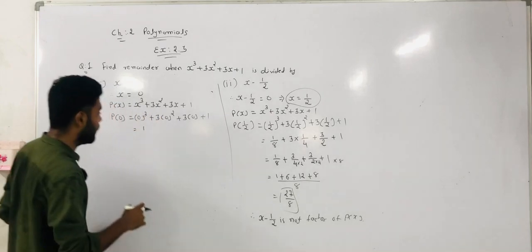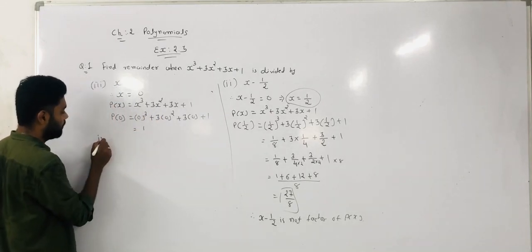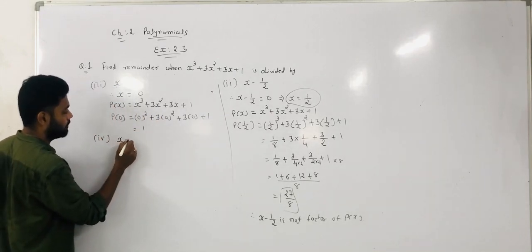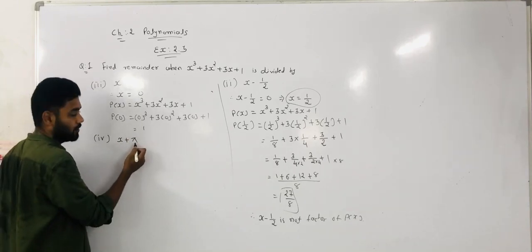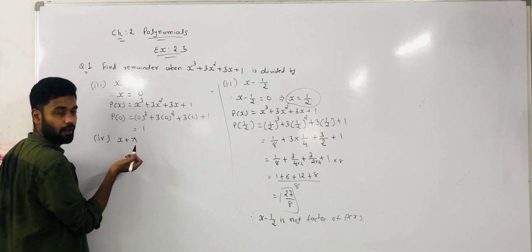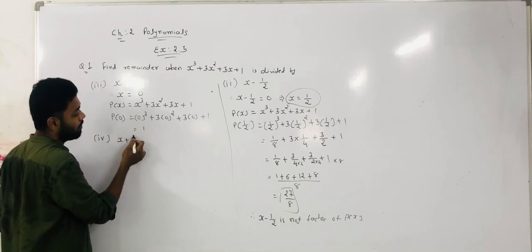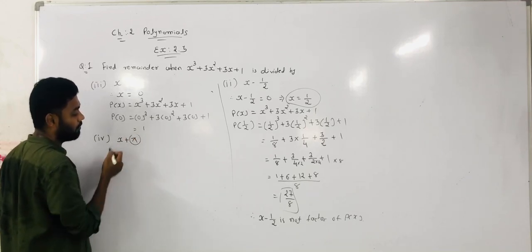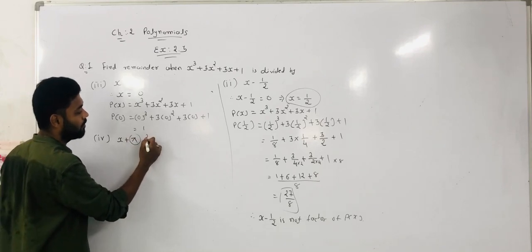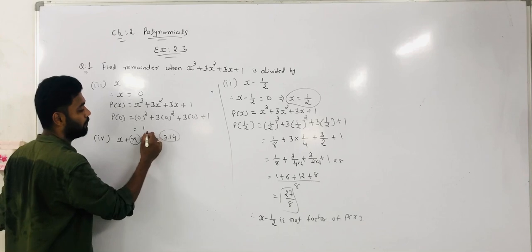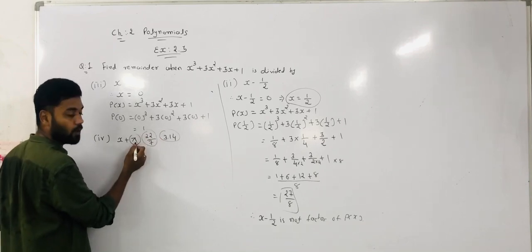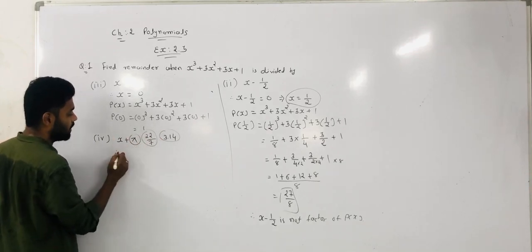Then the fourth one is x plus pi. So you are given pi here. So pi is also a constant quantity. So no need to bother about why pi is given here. Pi is equal to what? We can write 22/7 or 3.14. So it is a constant quantity. It is not a variable. So the same procedure we have to follow.